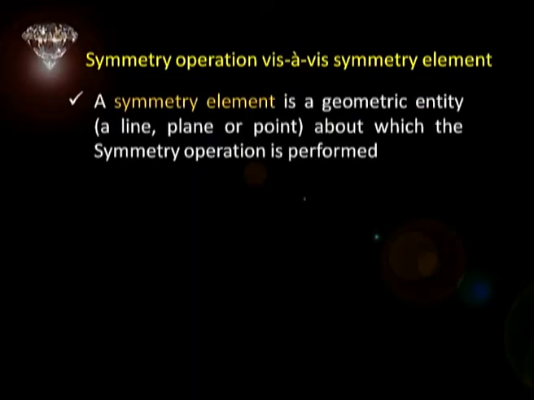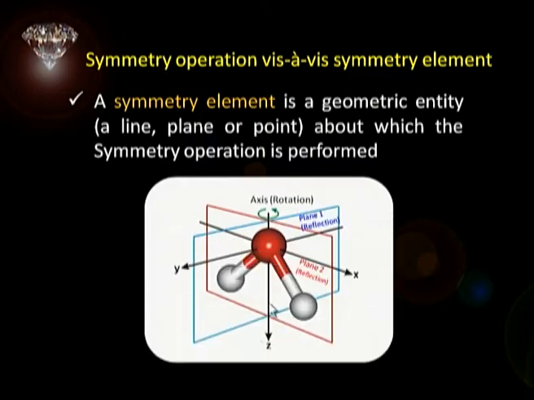Symmetry element is a geometric entity. It is a line, plane or a point about which the symmetry operation is performed. Let us take this example of water molecule here. So, you see that this water molecule, if I rotate along this axis by 180 degrees, will rotate and come down to the same state, indistinguishable from there.